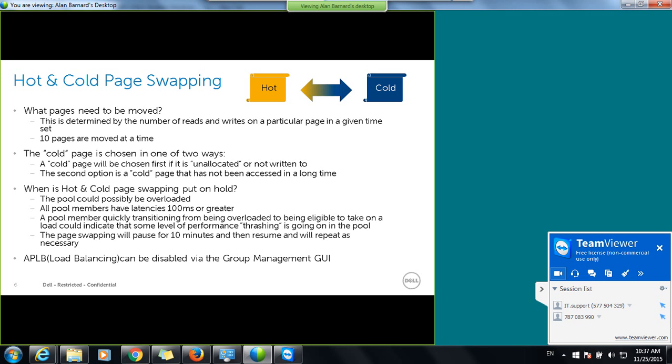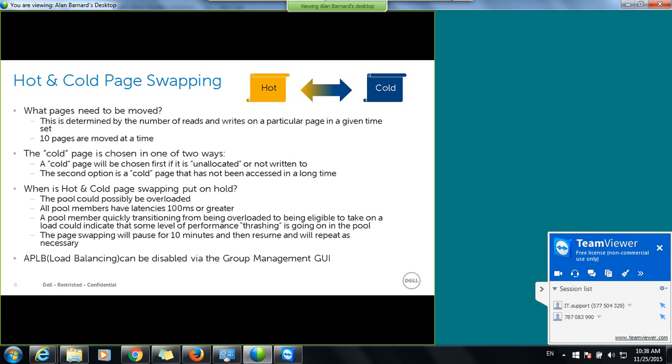So how do we tell a page is a cold page? First, of course, is unallocated space, so a page that is not written by any of your hosts. And then the second is a page that has not been accessed in a long time. So if you write something and your host never actually reads it, then it's treated as a cold page.